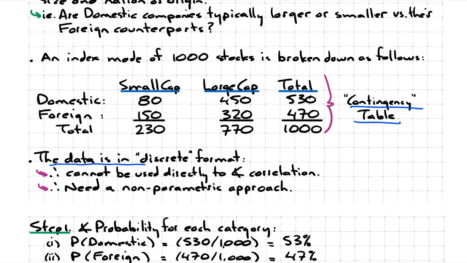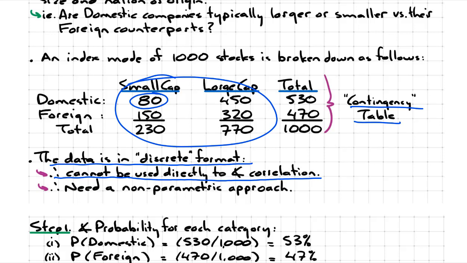Now this data is in discrete format because all we're doing is we're counting the number of stocks that fit into each category. Therefore, this cannot be used directly to calculate correlation. So correlation, ladies and gentlemen, is between like variables such as returns. Like how are returns moving relative to each other? So that's how we calculate correlation. But this information is not like that. So we're not seeing how the returns between these groups are moving in line with each other. All we're doing is we're counting the number of stocks that fit into each category.